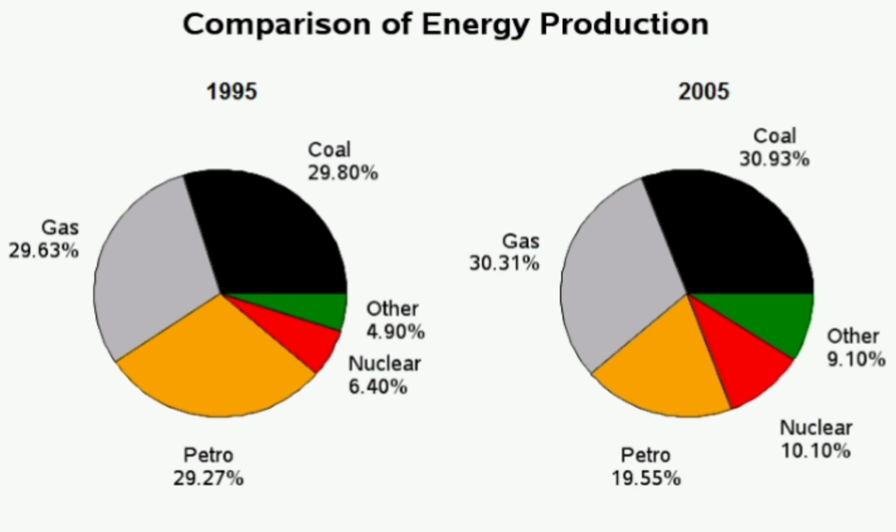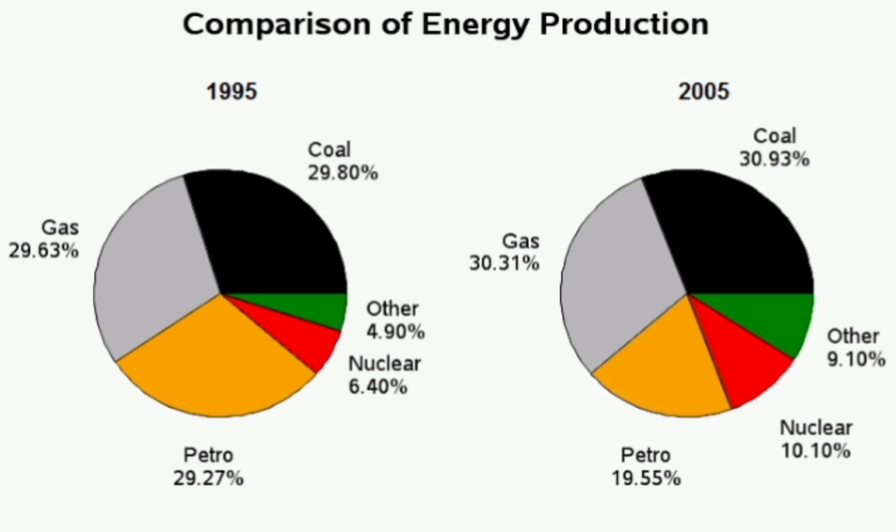So this is the comparison of energy production of the country France. There will be a statement given, and here you can see the data is of 2 years, one of 1995 and second of 2005. Here multiple natural resources are discussed like coal, gas, nuclear, petrol and other. Now we can see that the slices of the circle are divided into portions.